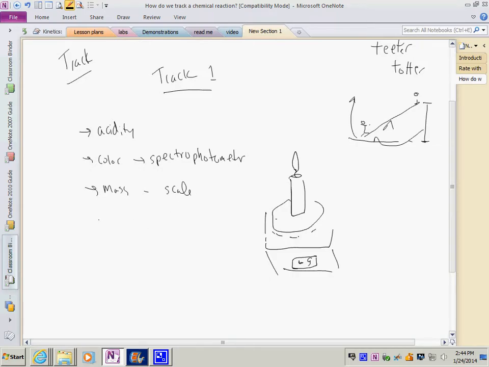Now, other things might be gas production. You could easily track that. Gas production. Any physical feature you can track.